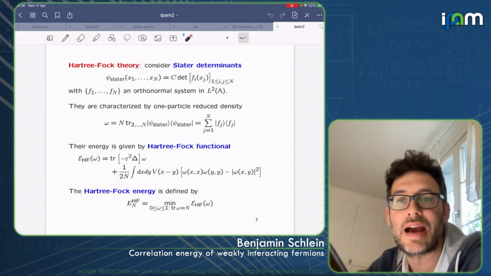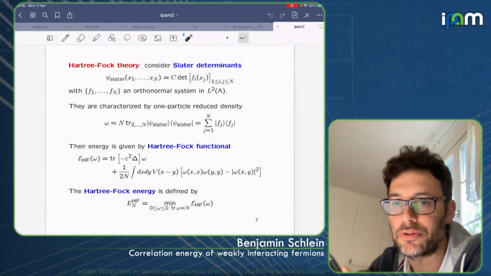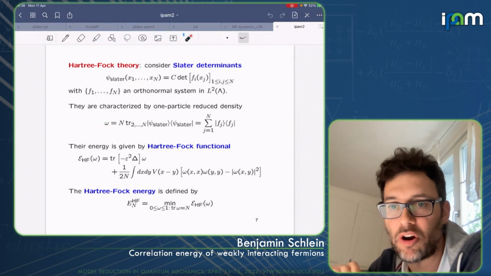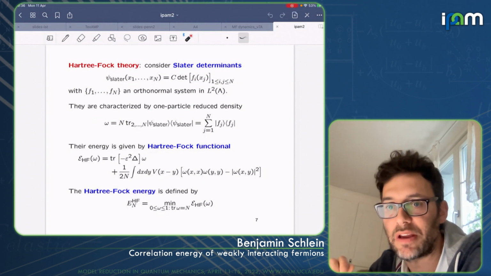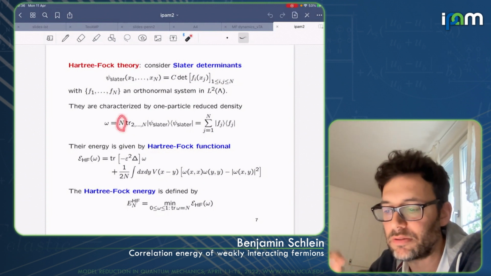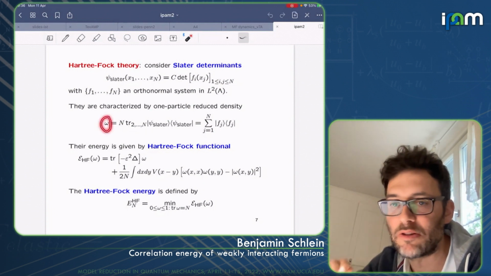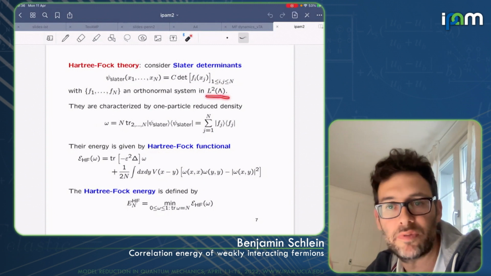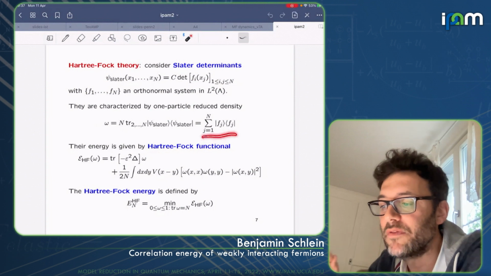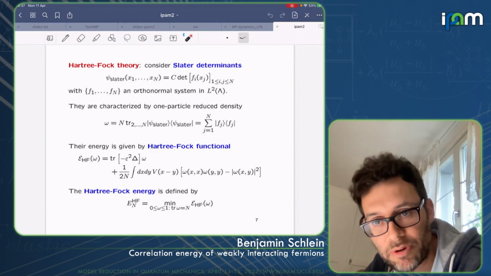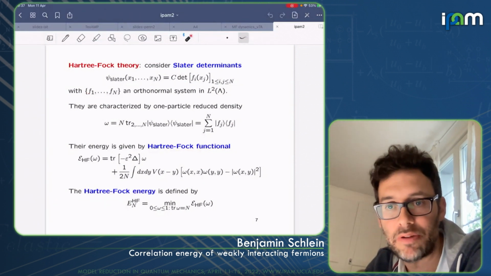So Slater determinants are quasi-free states, which means they are completely characterized by their one particle reduced density, which I'm indicating here with omega. It is given by taking the partial trace of the orthogonal projection onto the wave function psi, you multiply with n, and you partial trace over n minus 1 particles. So what remains, omega, is an operator on the one particle space L2 of Lambda. And if you do the computation, it turns out that for Slater determinants, the one particle reduced density is just the orthogonal projection onto the space spanned by the n orbitals f_1 to f_n. Okay?